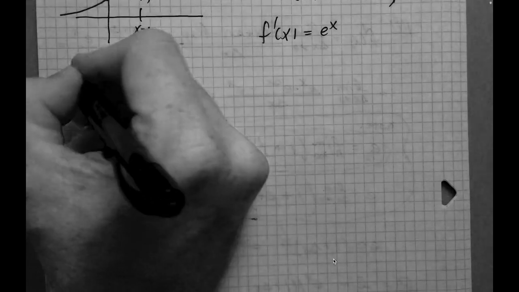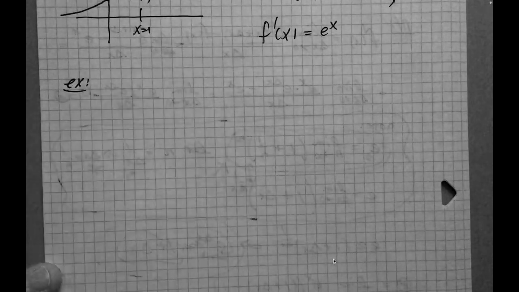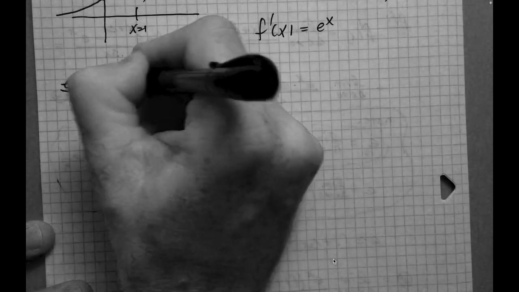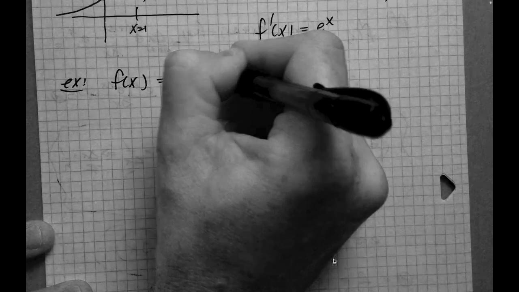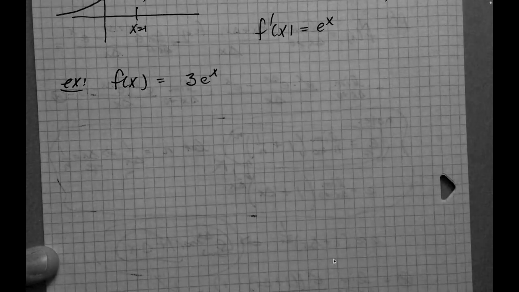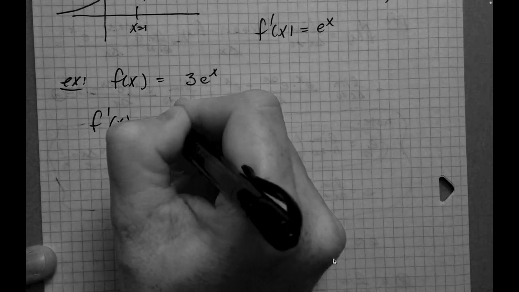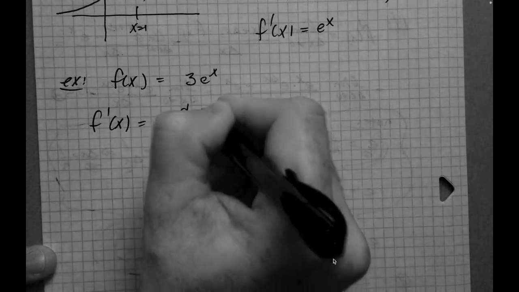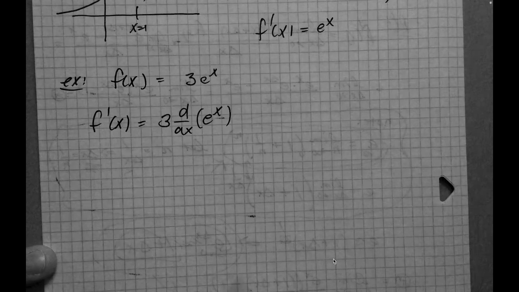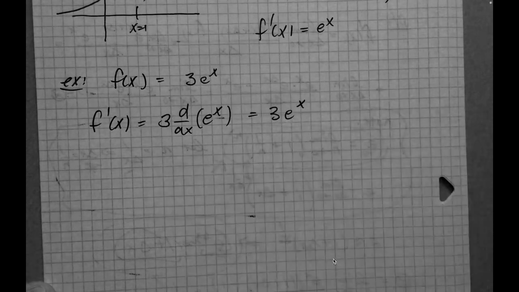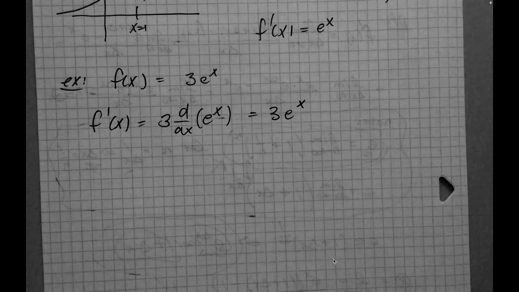Let's take a look at some examples where we use this. So what about f of x equals 3e to the x? What's the derivative? Well, couldn't be easier. F prime of x is, again, you can bring the constant out front if you need to, but you know that that's just 3e to the x. So the constant doesn't impact it there.